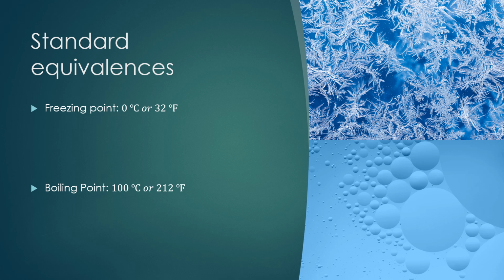Now let's talk about some standard equivalencies. Some standard equivalencies deal with the freezing point and the boiling point of water. The freezing point of water is 0 degrees Celsius or 32 degrees Fahrenheit. This can be verified by using the formula. If we were to use that Celsius is equal to 5/9 times the quantity of the Fahrenheit minus 32 degrees, and we know the freezing point of water is 32 degrees Fahrenheit, we would get 32 minus 32, which of course is 0.